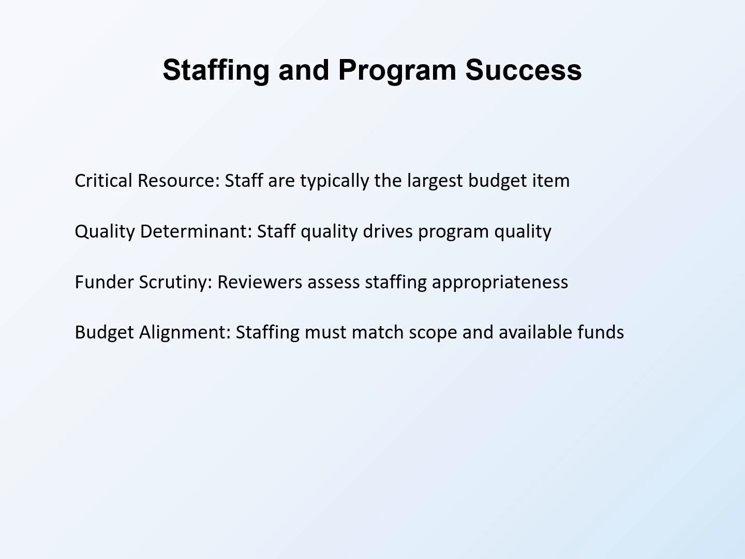Staffing significantly affects program success. Critical resource recognition is that staff are typically the largest budget item. Personnel costs often exceed 50% of program budgets. Getting staffing right matters financially. Quality determinant means staff quality drives program quality. The best program design fails with inadequate staff. Hiring, training, and retaining good people determines outcomes.